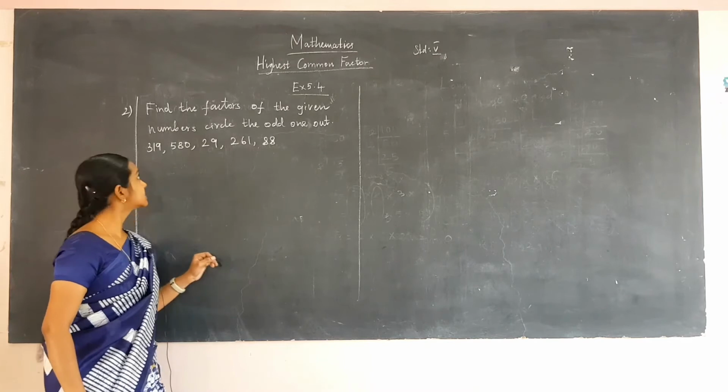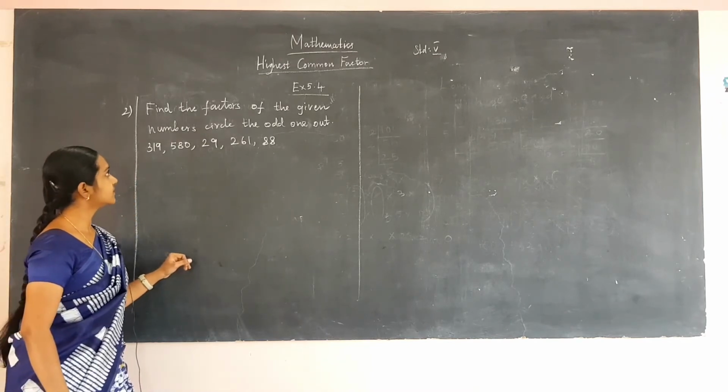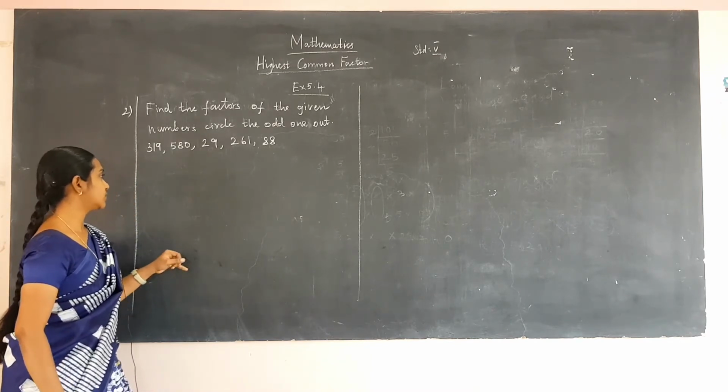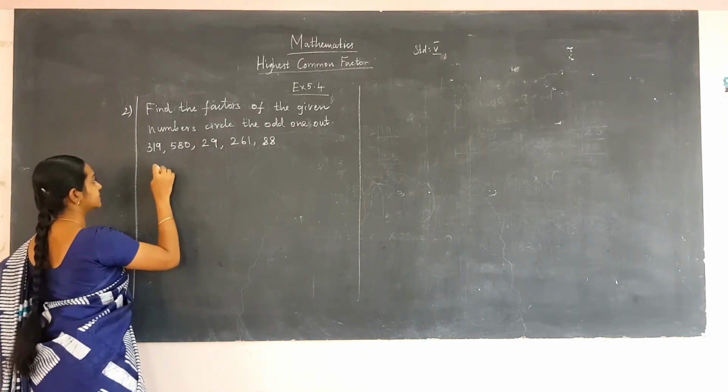The second question is, find the factors of the given numbers. Circle the odd one out. We are going to find the factors of the numbers.